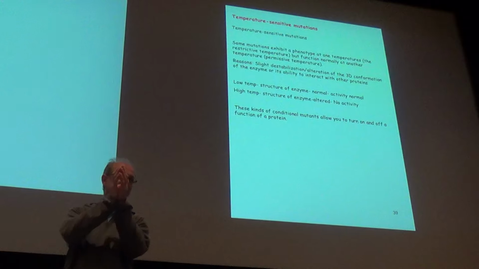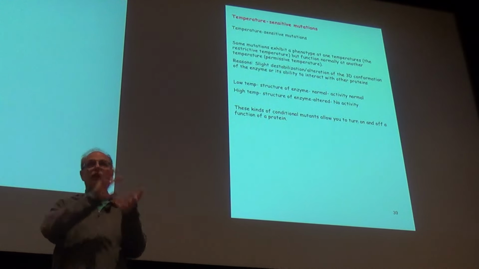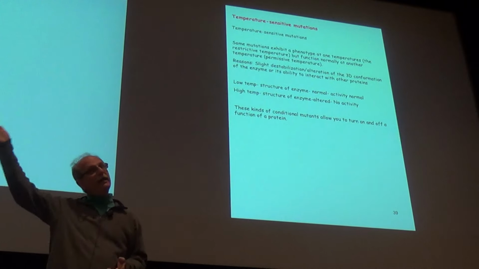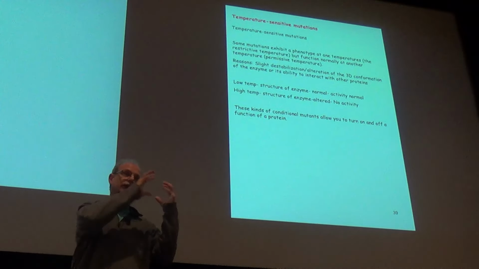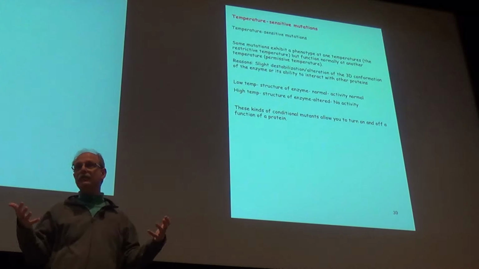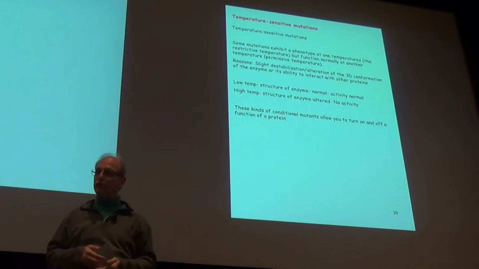If you have a mutation that destabilizes the structure at one temperature but not the other, you may cause it to denature. And when it denatures, the protein no longer functions as an enzyme. In the instance of the Himalayan, the enzyme is denatured at a high temperature, but it's normally folded at a low temperature, and therefore it's active. And these mutants are called temperature-sensitive mutants. They are sensitive to temperature.